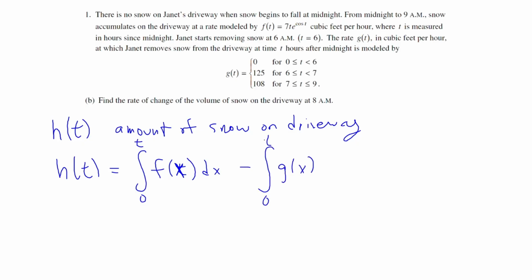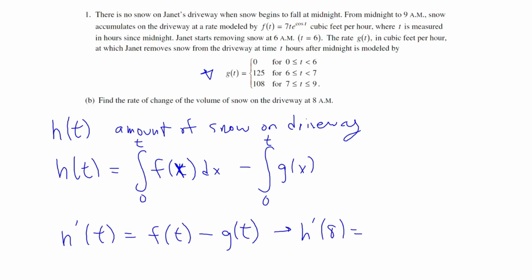Basically, if we want to find the rate of change of that volume of snow, we're subtracting the g of t because that's how she's removing it. So the rate of change, h prime of t, should just equal f of t minus g of t. If we want the rate of change of the volume of the snow at 8 a.m., we want h prime of 8, which will be f of 8 minus g of 8. In fact, you don't really need to do all of this. You can just say the rate of change is f of 8 minus g of 8.